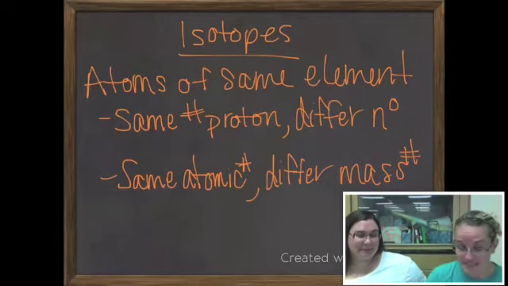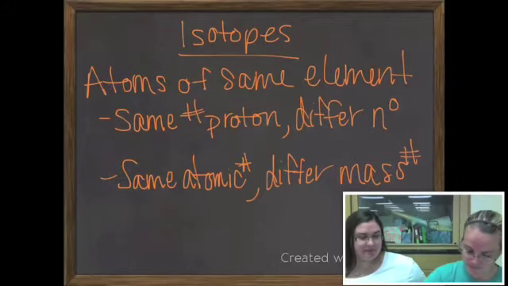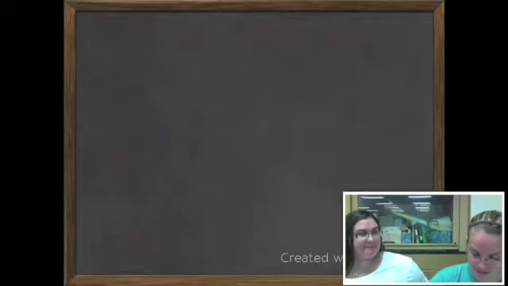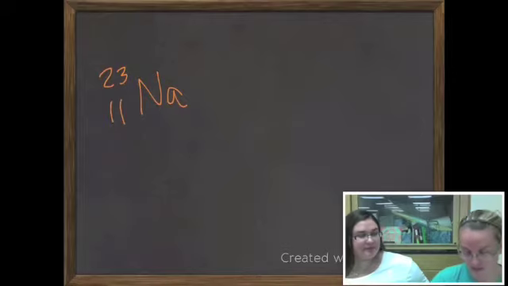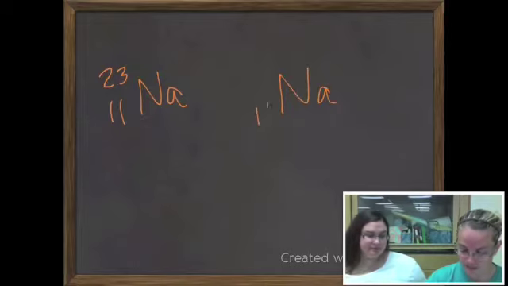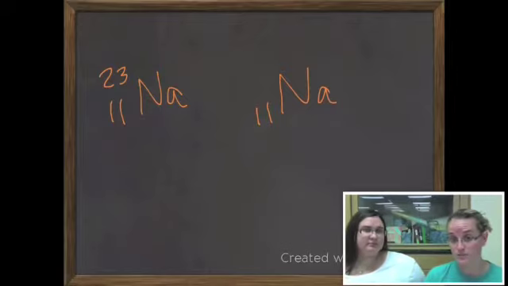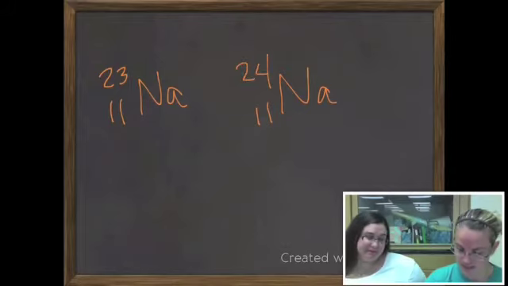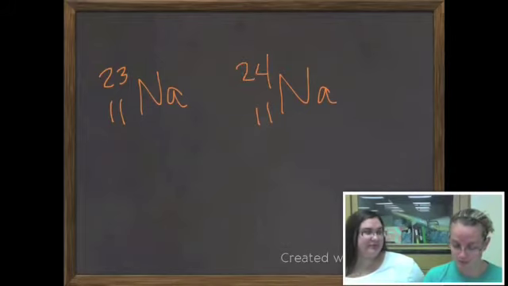Okay, so an example of what that might be: we've got sodium with a mass of 23, and remember its atomic number is 11. We can find that off the periodic table. And we have another sodium, and it has an atomic number of 11. That's never going to change. If you change the number of protons, you change who that element is. It would no longer be sodium. Correct. And it has a mass of 24.